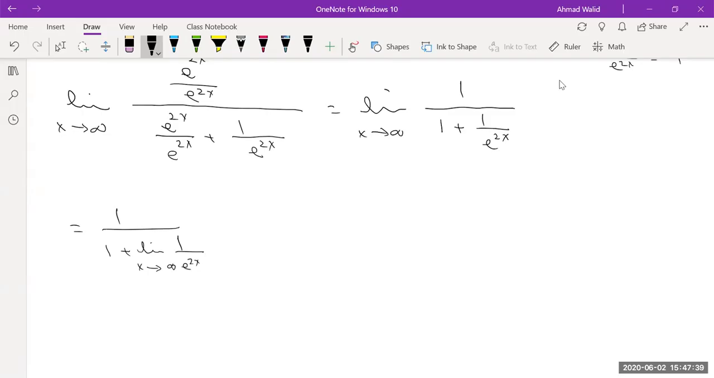If you plug in here infinity, it gives you 1 over infinity, right? When you are dealing with the limit, a constant over infinity, your answer from calculus 1, we explained to you, when you have a constant over infinity, your answer is always 0. It means this part becomes 0. It means you end up with 1 over 1 plus 0, which gives you what? 1.